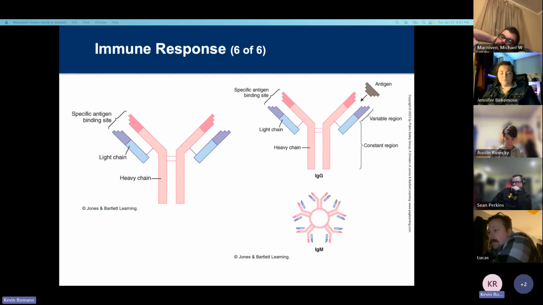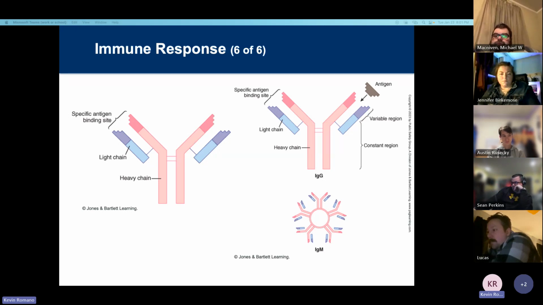Right, and these illustrations here show the general structure of an antibody. Note that the immunoglobulin G, or IgG, is a monomer. Right, it's one molecule. Immunoglobulin M, or IgM, is a pentamer. So it's a cluster of 5 antibodies and is effective in combining with foreign antigens.